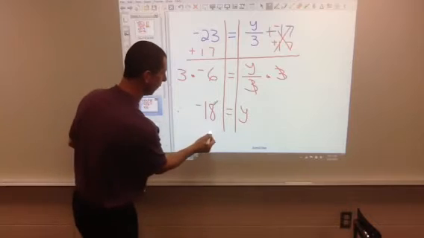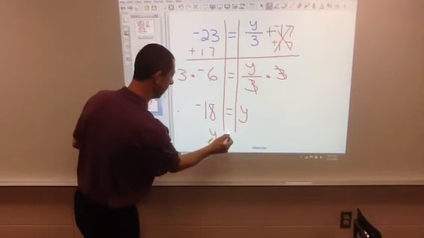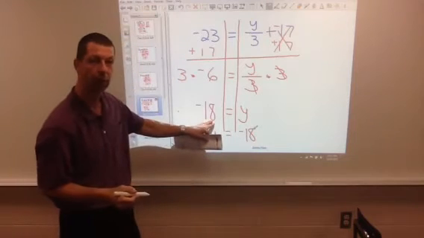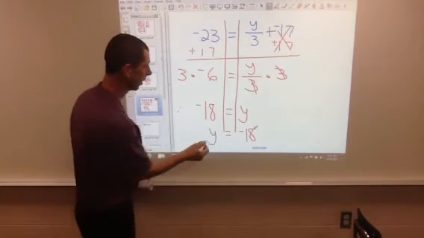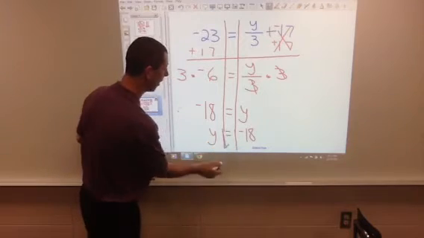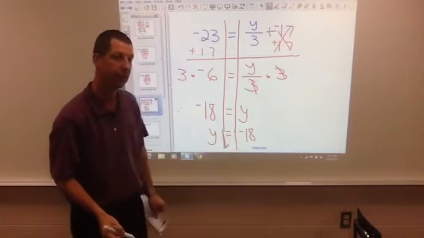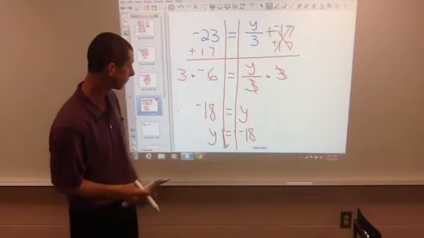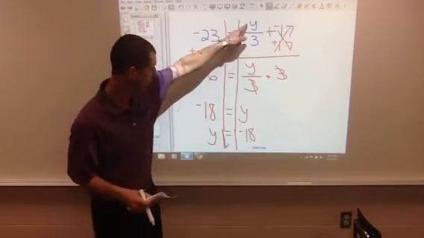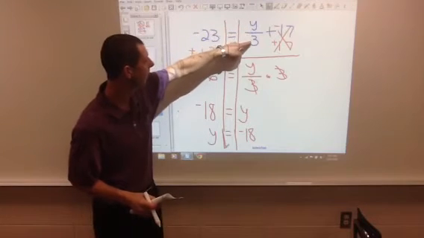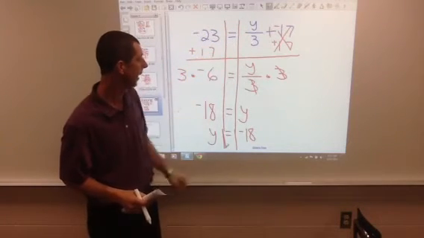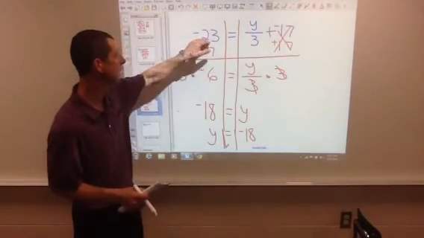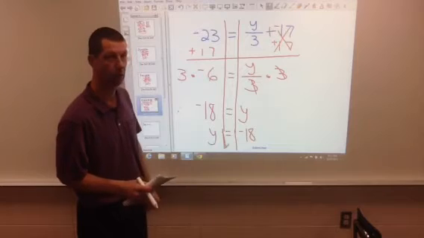Now if you prefer to have y on this side, then rewrite it at the end here, if that bothers you. That's certainly appropriate to put your answer this way. I'm not going to mark that wrong. But if you want to rewrite it to say y equals negative 18 instead of negative 18 equals y, you could do that. Now let's check it. Negative 18 divided by 3 is going to be negative 6. Negative 6 plus negative 17 is negative 23. It does check out.